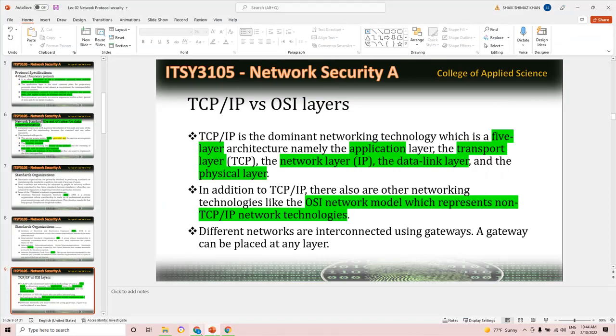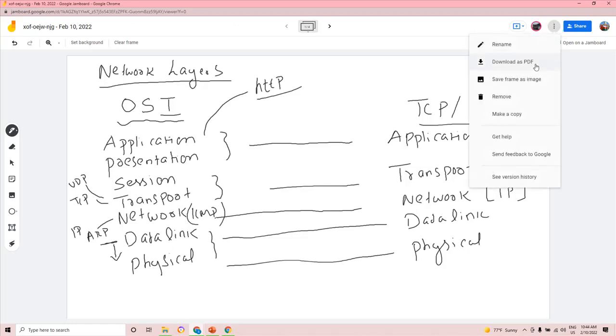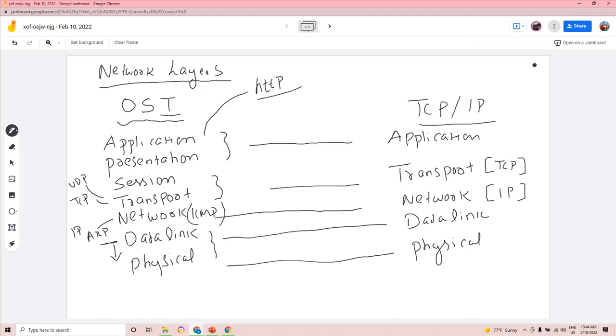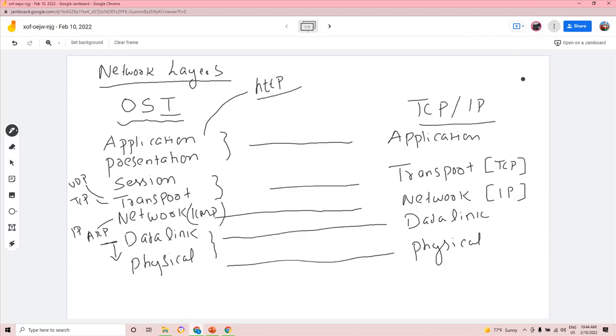Okay, this is important. Students, finally, you can go here, click download as PDF. You see, I click here. Okay, I will get a PDF. So you also can do that. You will get it as a PDF file, or you can save it as an image. You have 2 options.